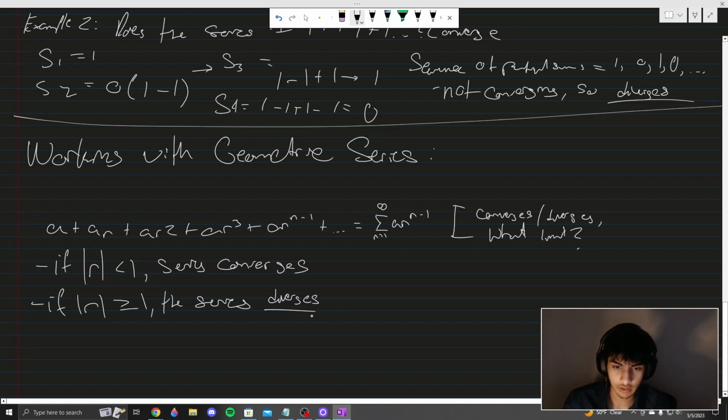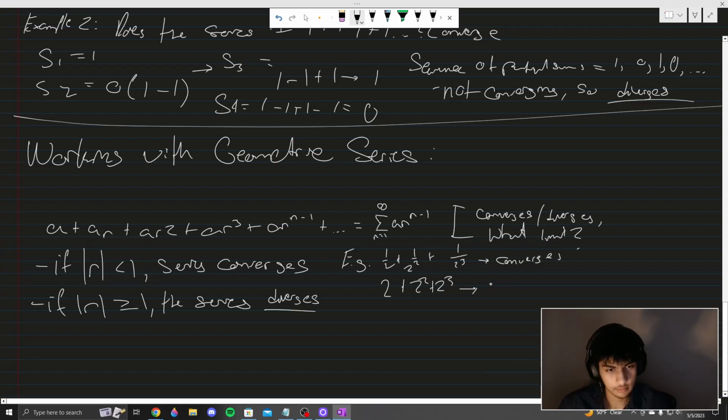Okay, so you can just recognize them on the multiple choice questions right away. So, sequence, for example, I'll do another example: 1/2 plus 1 over 2 squared plus 1 over 2 cubed, right? This converges because of the series. And I'll give another example: we'll start with 2, then 2 squared, 2 cubed, right? This diverges. Now, these are both geometric series, okay?